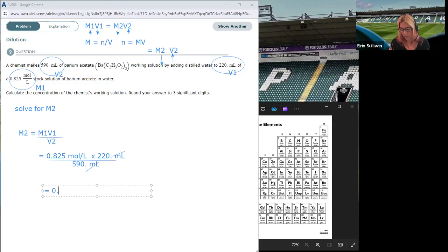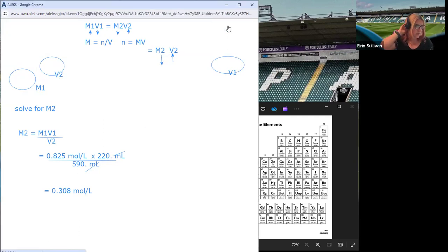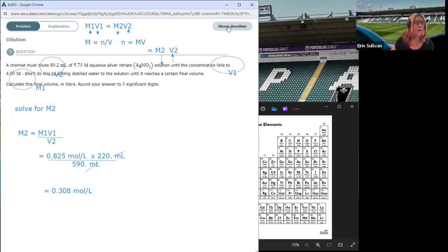So I got 0.3076 and so on. We're asked for 3 significant digits, so that's 0.308 moles per liter. Is 0.308 less concentrated than 0.825? Yes, it is, so I can verify that I have the correct answer there. That was solving for our final concentration. This time we're asked for the final volume, so let's do that.